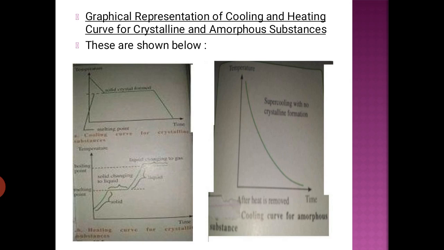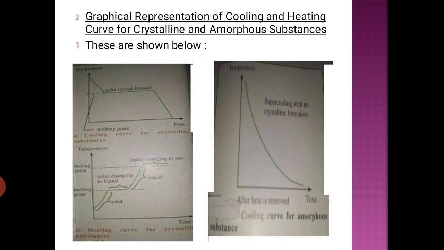Now look at the heating curve for crystalline substance. It started from the lower temperature and started going up. When it was at the lower temperature, it was solid. So as you started heating it, it starts to melt into liquid. At a point there, you can observe the melting point. Then it entered liquid stage. From the liquid stage, the temperature keeps on increasing. It entered gaseous state.